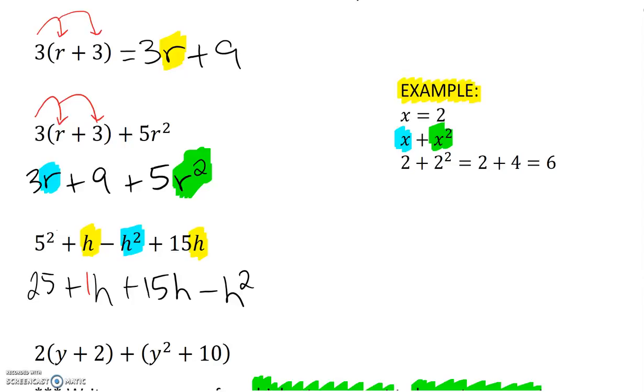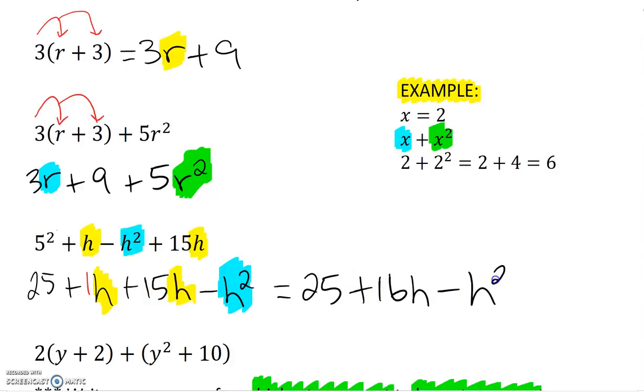So we are only going to combine, of course, the common variables. And the h squared is different. We cannot combine that with our h. So I always organize this expression so that the same variable is next to each other, so that you can organize things and hopefully not make any mistakes when you're adding or subtracting. So we have our whole number, 25. 1 plus 15, of course, is 16h, minus h to the second power. And now we have everything separated. We have our h's together, we have our h squared by itself, and we have our whole number.